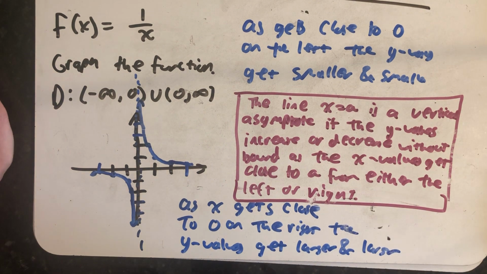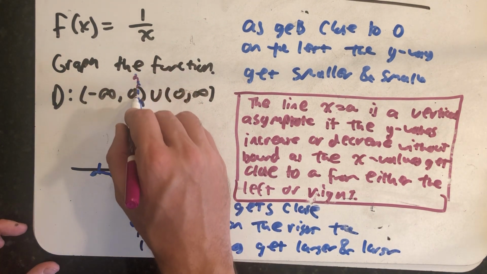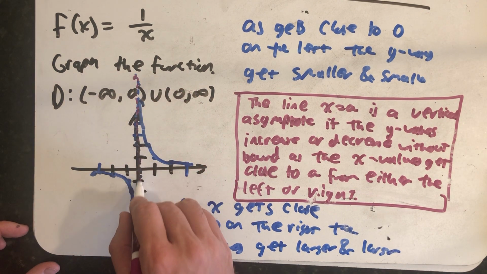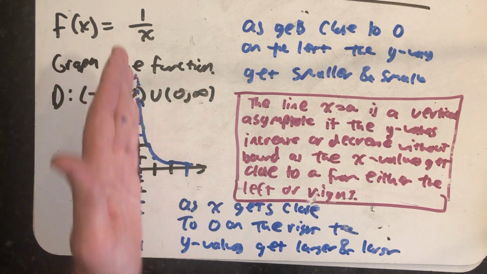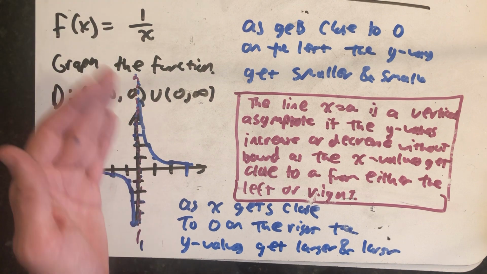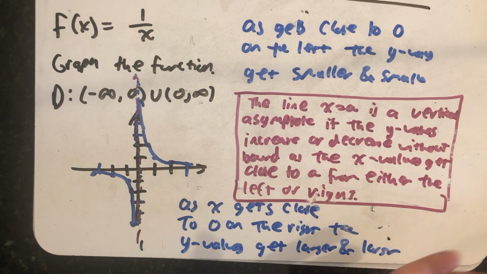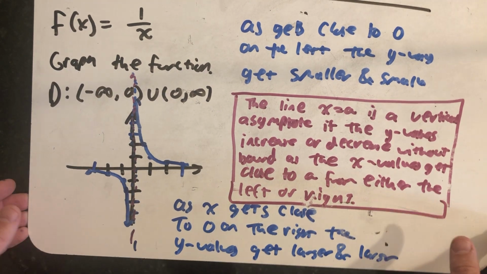All right, so that's what it means to have a vertical asymptote. You have y values growing or falling without bound as the x values get close to a certain value, and we get a vertical line, right? A vertical asymptote. All right, well, there's a nice way of knowing where vertical asymptotes happen in a rational function.